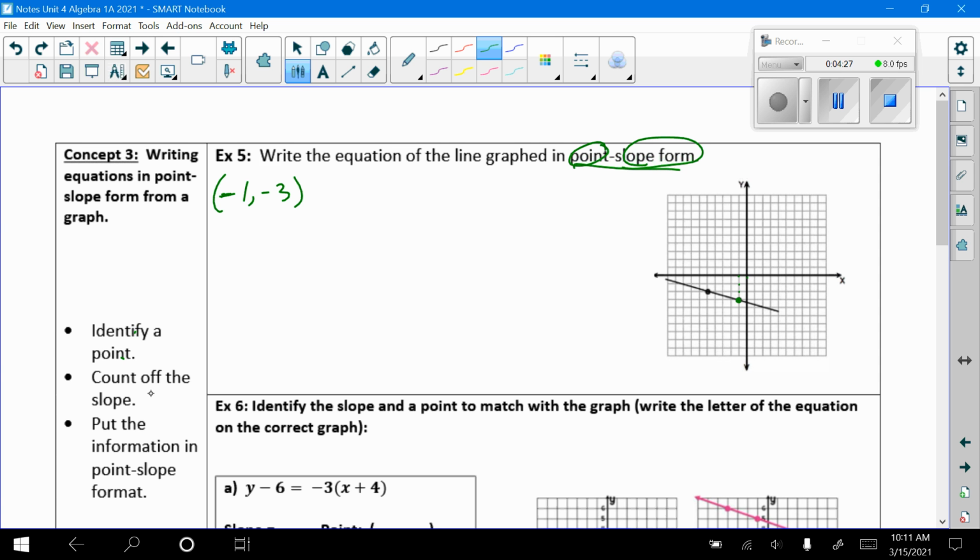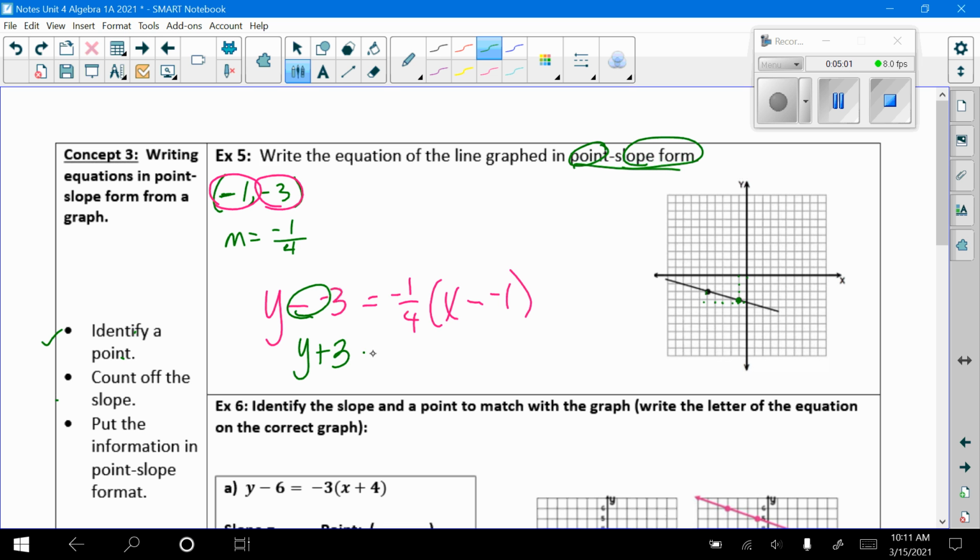And I need to count off the slope. So check, count off the slope. From one point to get to the next, I'm going to go down 1, over 1, 2, 3, 4. So now I need to put that into point-slope form. So I'm going to say y minus the y value equals my slope times x minus my x value. So I end up with housecleaning here. Y plus 3 equals -1/4 times x plus 1.